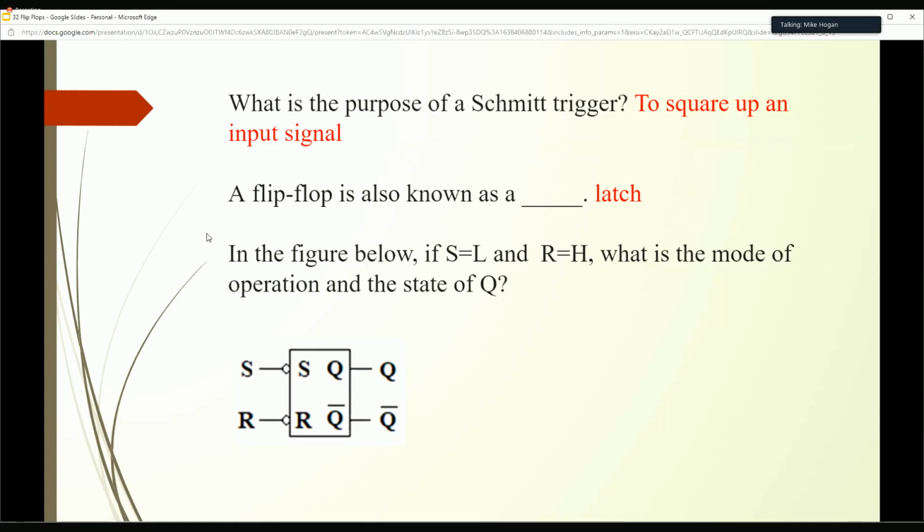And then in the figure below, if S is low and R is high, what is the mode of operation and the state of Q? It'll be low. Okay, so if S is low and R is high, which one of these inputs is going to be active? Is it going to be S or R? Could you repeat that? Yeah, if S is low, so I've got a 0 on S, and R is high, so I've got a 1 on R, right?